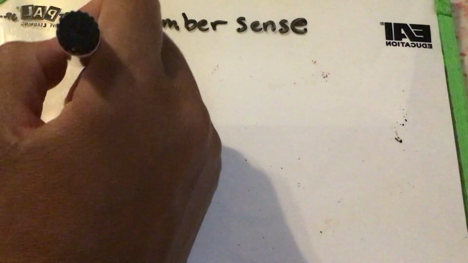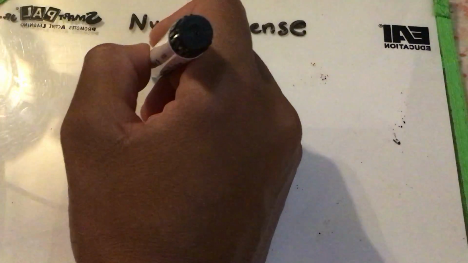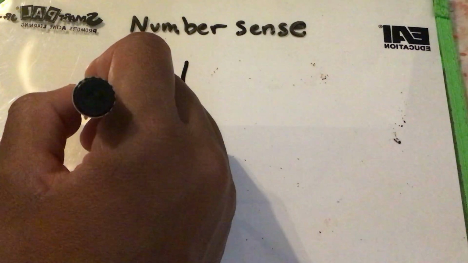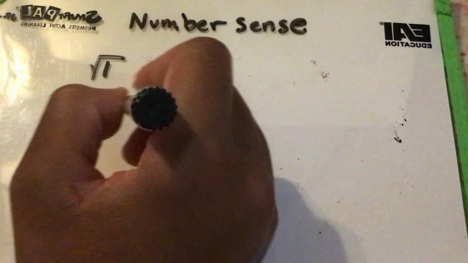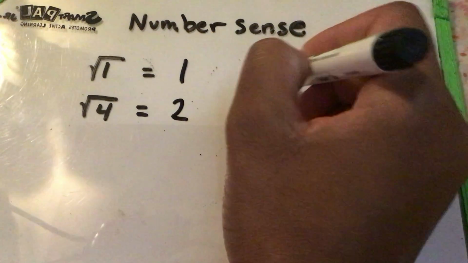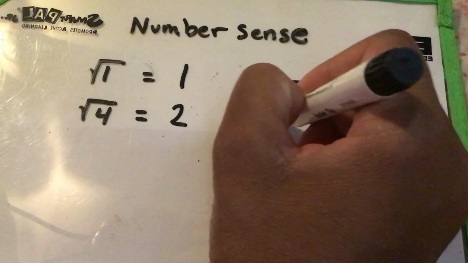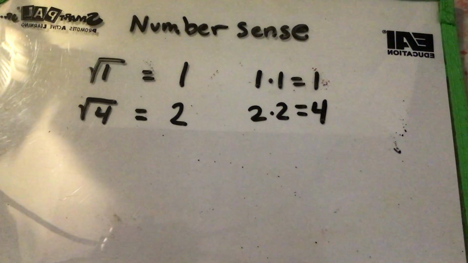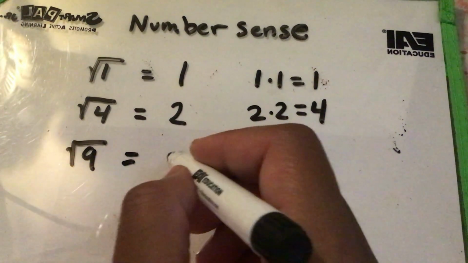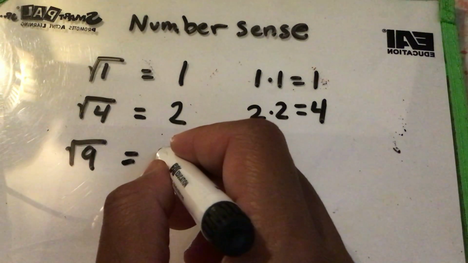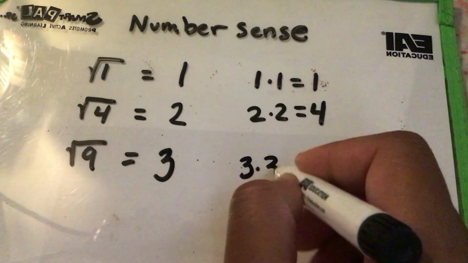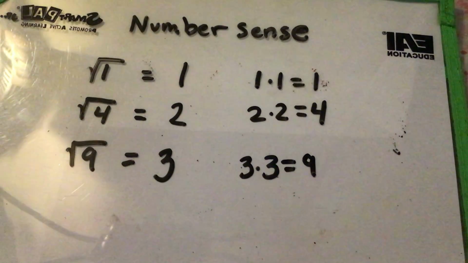I'm going to start with 1. The square root of 1, and you want to keep this list somewhere. What number times itself will give you 1? That's 1. Square root of 4, what number times itself will give you a 4? That's 2. And that's because 1 times 1 is 1. 2 times 2 is 4. So the next thing is going to be the square root of 9. What number times itself will give you a 9? It's not 4.5. You're not dividing by 2. You're asking yourself what number times itself will give you a 9.